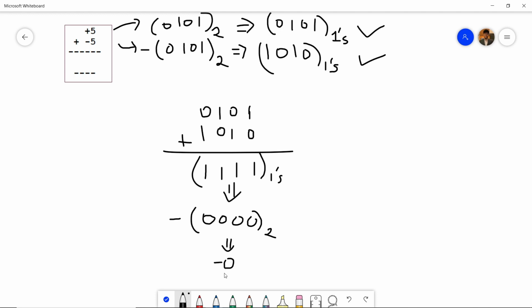So why did I write minus 0? Please remember that in 1's complement, I have two zeros, plus 0 and minus 0. Unlike the 2's complement, where I have only one 0.